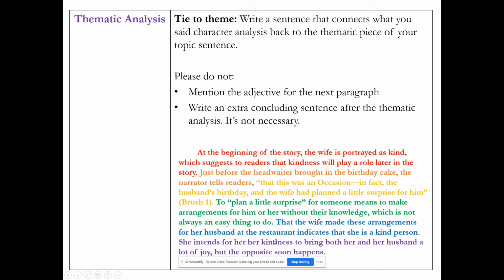The role of her kindness at the beginning of the story in the overall progression of events, the overall progression of the conveying of the thematic message, or the story that will convey the thematic message.